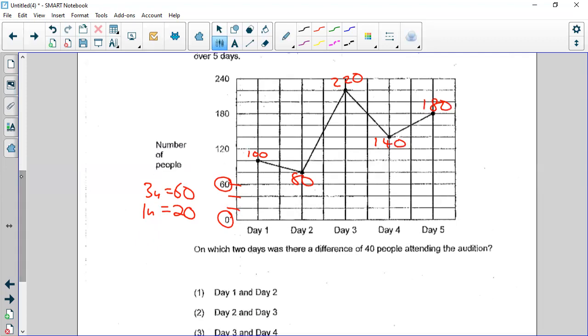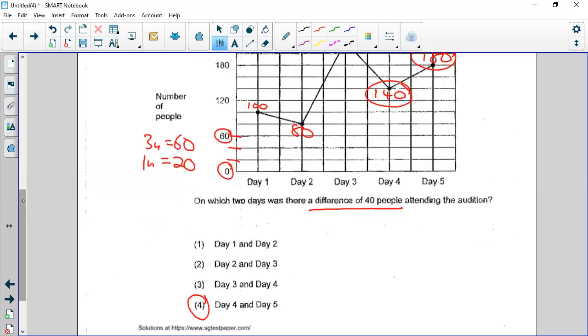Okay, on which 2 days was there a difference of 40 people? So look at any 2 days. Do you see day 4 and day 5? If you find the difference, that will be 40 already. So which 2 days? The answer will be day 4 and day 5, because 180 minus 140, you get a difference of 40. All right, so answer will be number 4.